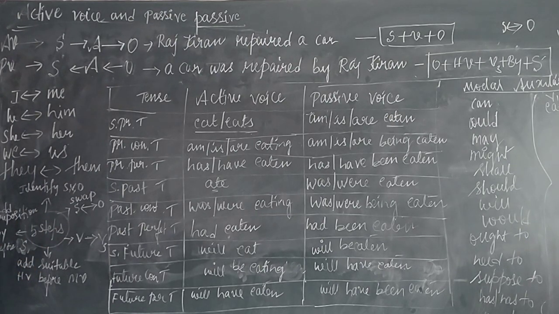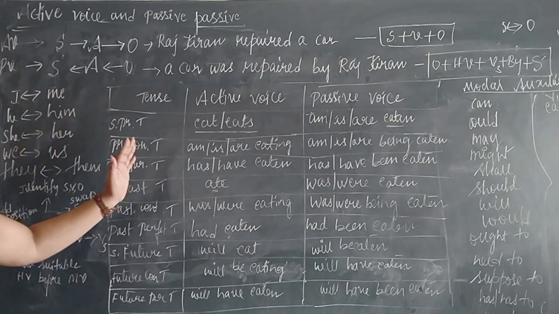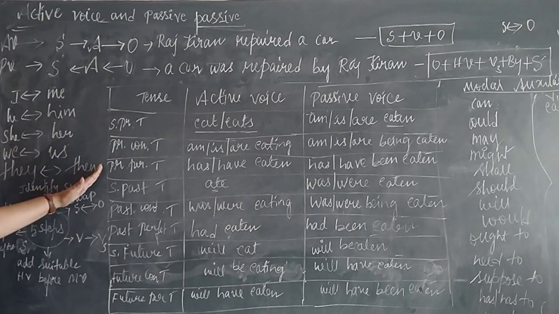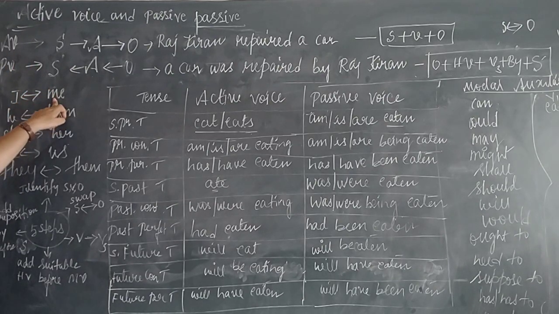So there are 2 things which we need to remember well before converting from active voice to passive voice. If the given subject is a pronoun, there are certain changes which will occur. If the subject is a pronoun in an active voice, if it is the pronoun I, it changes to me. I changes to me, and me changes to I; it is interchangeable.